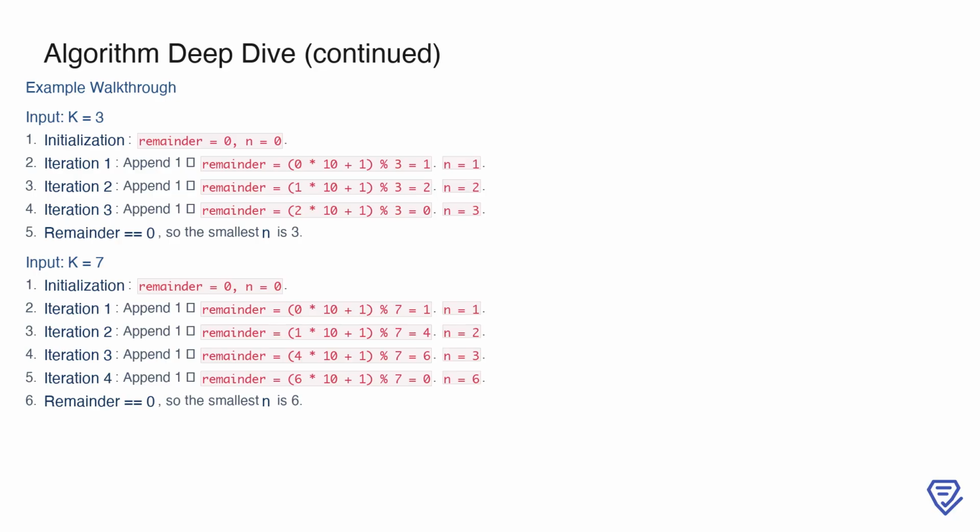In the first iteration, the remainder becomes 1 and n equals 1. In the second iteration, it's updated to 4, with n equals 2. In the third iteration, the remainder becomes 6 and n equals 3. Finally, in the fourth iteration, the remainder becomes 0, so the smallest n is 4. These examples illustrate how the algorithm efficiently finds the solution or determines that no solution exists.